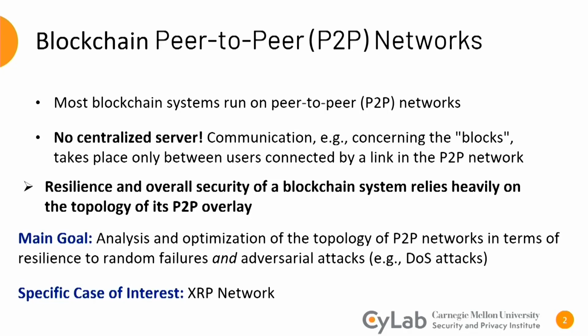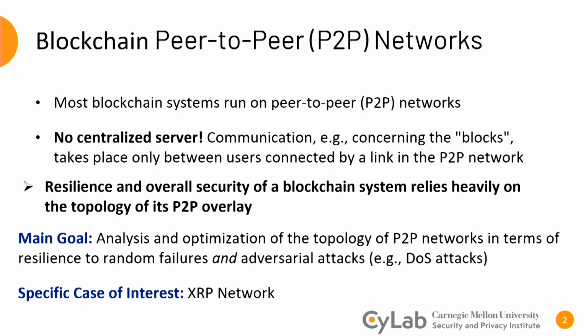Okay, so I think most of us know that most blockchain systems run on a peer-to-peer overlay communication network. There is no centralized server. Communication, let's say messages about the blocks, will take place over nodes that have a link in this peer-to-peer network. As a consequence, the resilience and overall reliability of the blockchain system really depends on the topology of this peer-to-peer overlay. The main goal of this project was to analyze and potentially optimize the topology with respect to adversarial attacks and random failures.